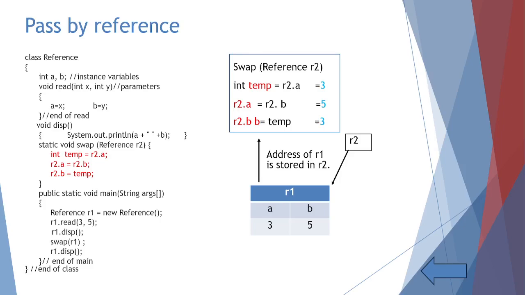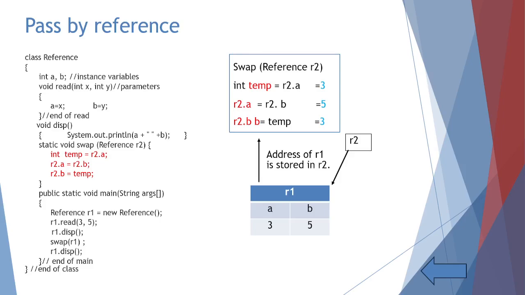Int temp is equal to R2 dot A. What is R2 referring? R1 area only. So R2 dot A, it understands. So in temp, it has stored 3 because R2 dot A is equal to 3. Now in R2 dot A area, write down whatever is there in R2 dot B. That is, now the object looks like A also 5, B also 5, because both of them are having the same values, 5, 5.